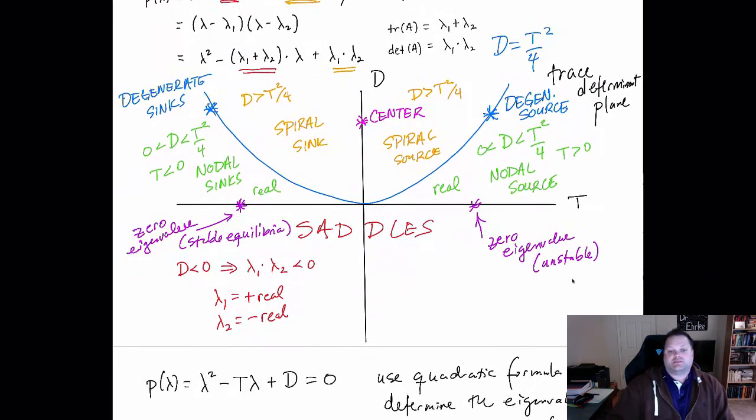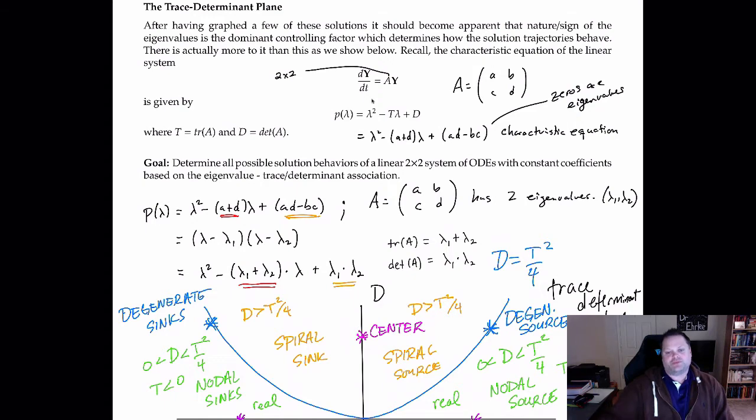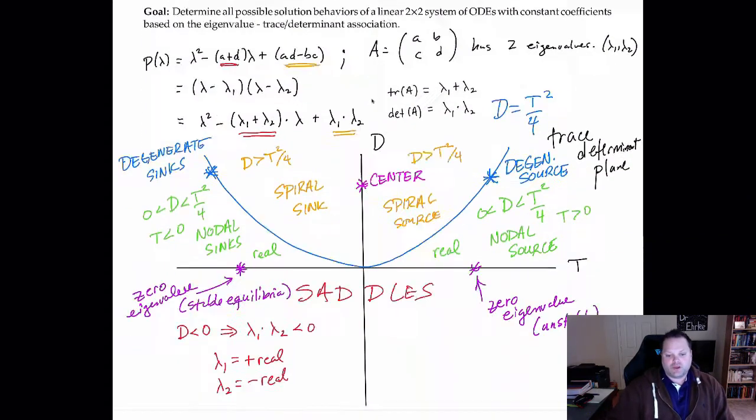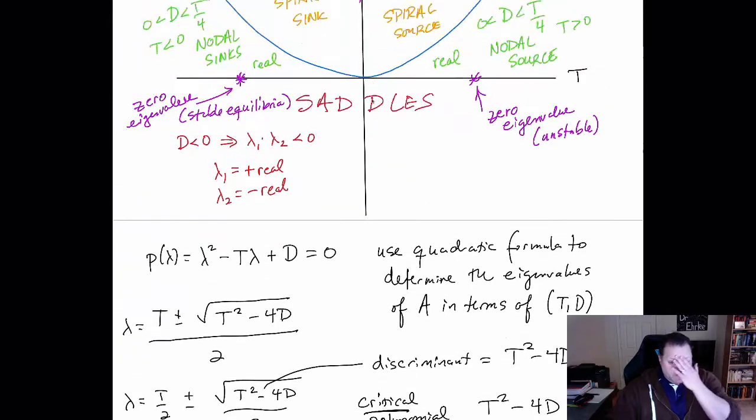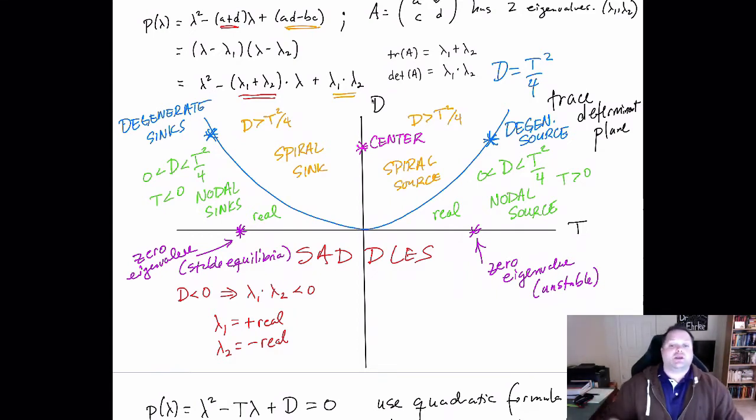All right. We've talked about every possible behavior except the behavior at the origin, which is 0, 0. That is not a behavior that we care about, because if both your trace and determinant are 0, then that means both of your eigenvalues are 0. And if both of your eigenvalues are 0, it means your whole system is 0. It's a trivial example. So what we have here is a complete description of every possible behavior of a linear 2x2 system based on that system's trace and determinant.